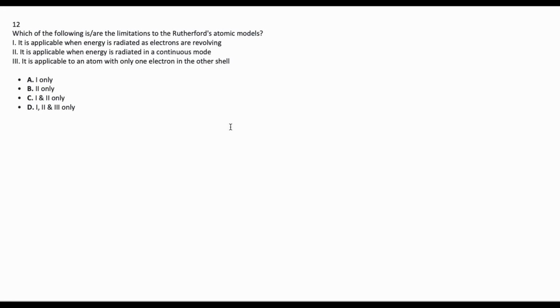Question 11 says electrons were discovered by who? Electrons were discovered by J.J. Thomson, that's C, in 1879 when he was studying the properties of cathode rays. Question 12 says which of the following is or are limitations of the Rutherford atomic model?